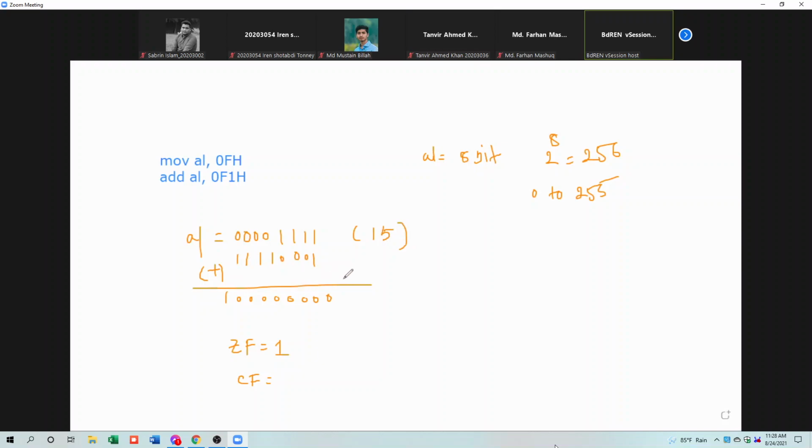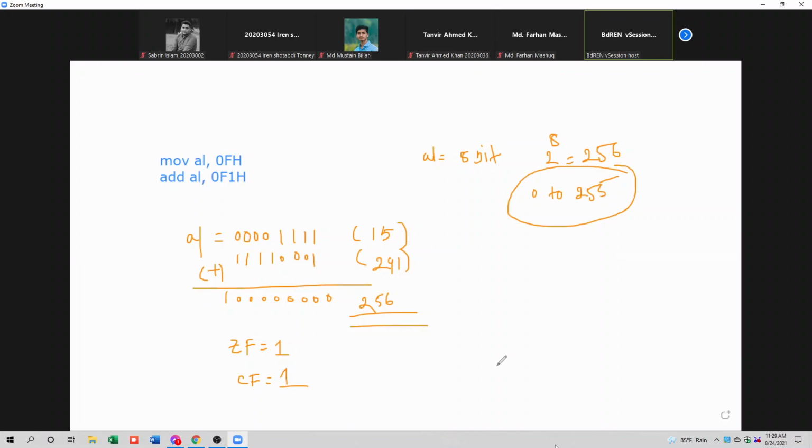What about 11110001? 2 to the power 7 is 128, plus 64, plus 32, plus 16, plus 1. That is 241. Now, if we add 15 with 241, what will be the result? 5 plus 1 is 6, 1 plus 5 is 6, 1 plus 1 is 2, so the result is 256. Now look at the result. The result is 256, which is out of the range. That's why the value of the carry flag register will be 1.